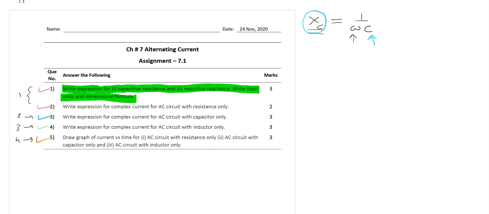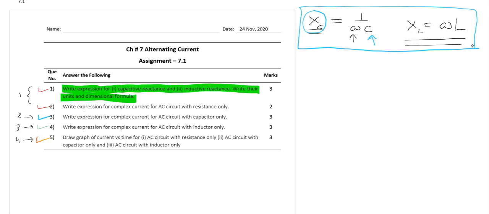Similarly, for an inductor, the parameter is XL, which is given as omega L. Omega L determines how much is the influence of the inductor on current passing through the AC circuit. But both these parameters are applicable for AC circuit only. If you have a DC source, then these two parameters have no significance, no role to play. And what is the unit of XC? Ohm. XL is also measured in ohm only.